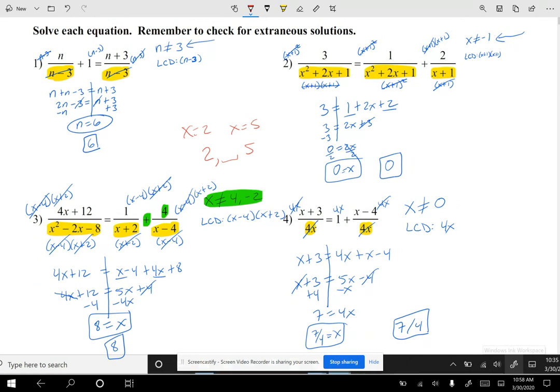So a reminder, on the instructions I'm giving you, remember to check for extraneous solutions. What that means is make sure your answers are ones you can accept. You have a list of the numbers you cannot accept. Make sure your answers are not on that list.